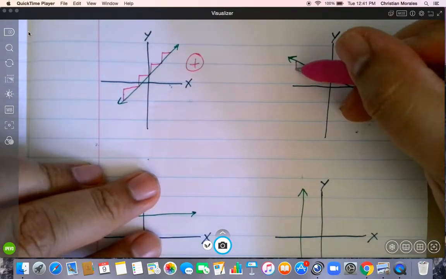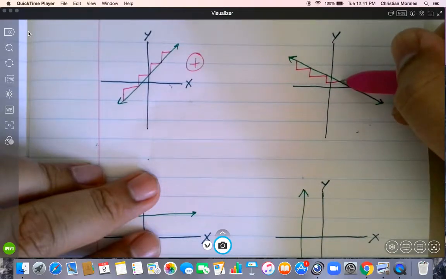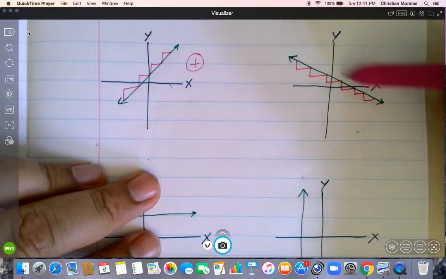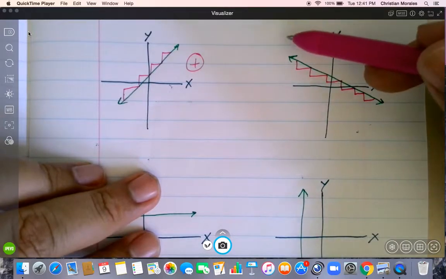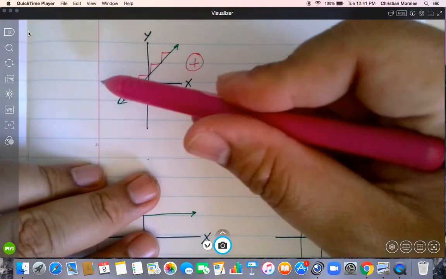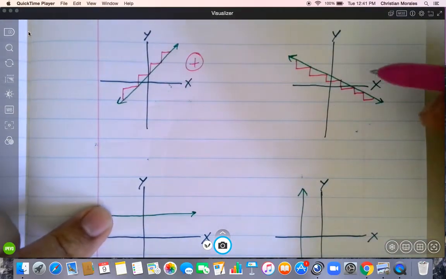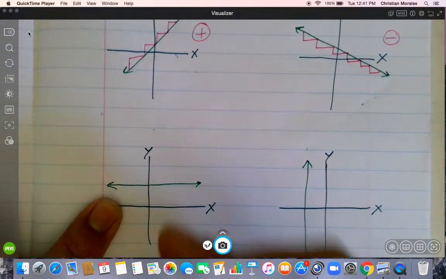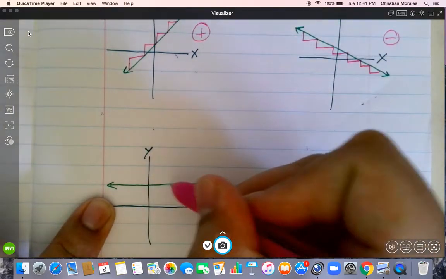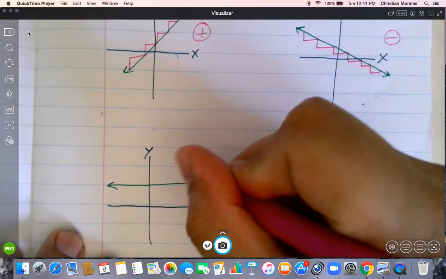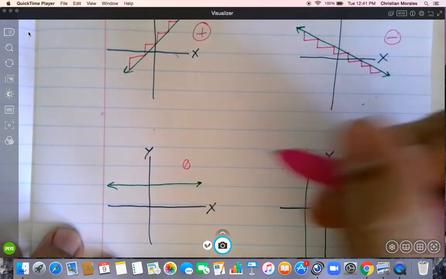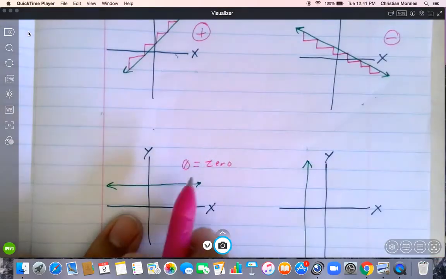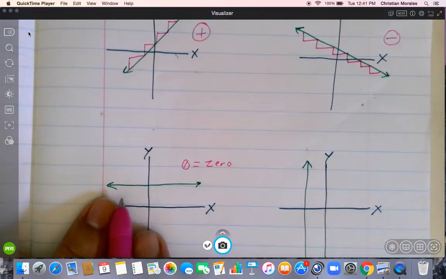This line is going down and over, down and over, down and over. And yes, we usually like to go from left to right. Starting here, going this way. Okay? So this is a negative slope. Now, sometimes you get a flat line. And guys, what this means is you have a slope of 0. If your slope is 0, that means the line is not going up or down, it is staying flat.